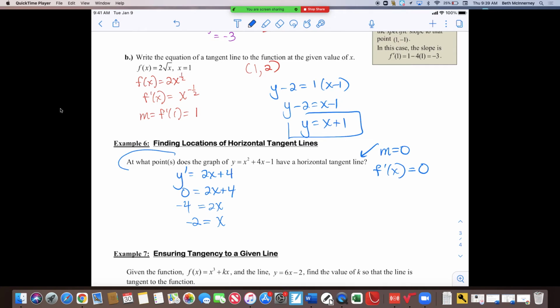Now, it didn't say at what x value. And so in AP Calculus, one of the skills we are working on all year is reading problems carefully. Sometimes it'll say at what x value, and then I would be done. But it says at what point or points. So what do I need to do to find my y coordinate? Yeah, plug it into my y equals.